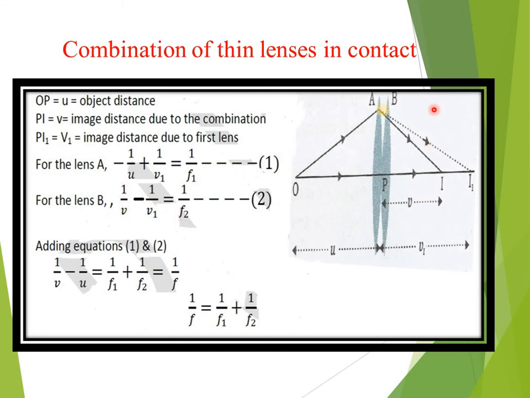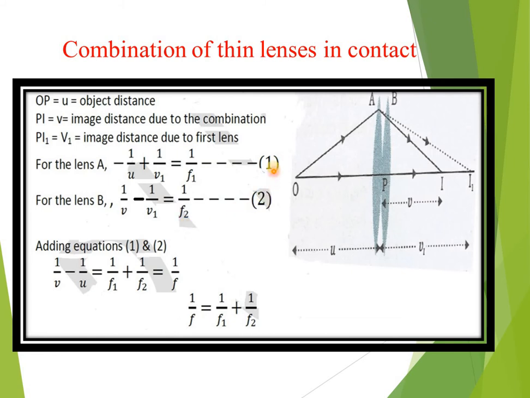1 upon v for the second lens, v is the image, but for the second lens, the image which is formed by the first lens is acting like an object, so I dash is the object for the second lens. So instead of object distance u, we write the object distance as v1. So 1 upon v minus 1 upon v1 equal to 1 upon f2.